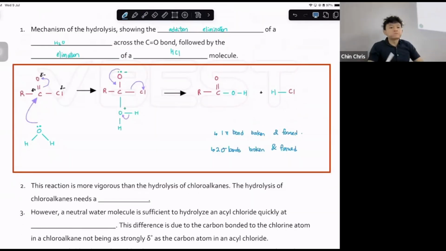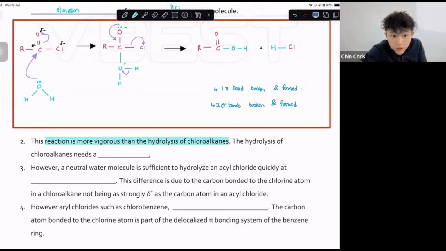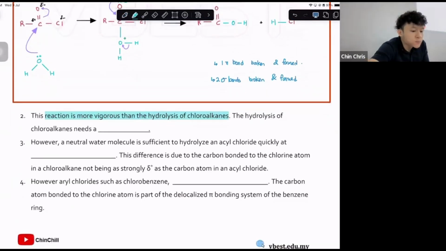Alright guys, next. This reaction is more vigorous than the hydrolysis of chloroalkane. Highlight the words: the reaction is more vigorous compared to the hydrolysis of chloroalkane. The hydrolysis of chloroalkane, later I will talk about it. So I need NaOH here.